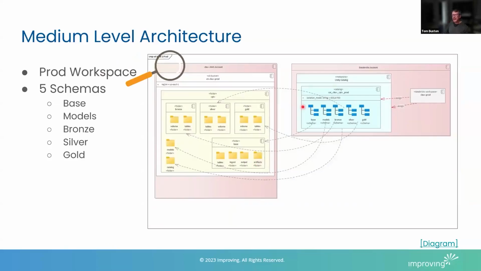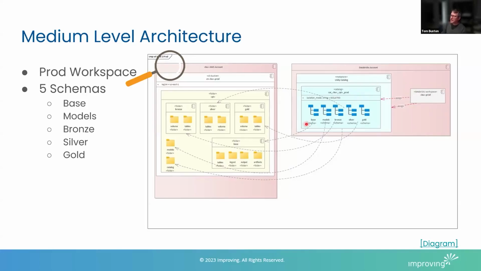Let's dig a little bit deeper and look at what that looks like at a medium level. In this sense, we're still looking at our prod workspace. And this time we've opened up our catalog. We still have 3 environments, but we're actually just showing the prod environment here. So once again, we've bound our workspace to our Unity catalog metastore, and we've bound it to our catalog.